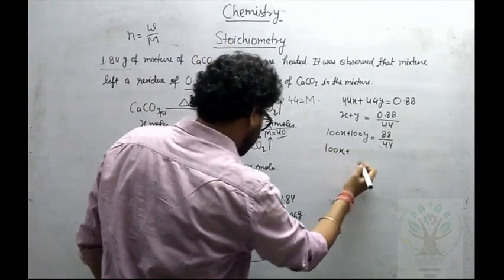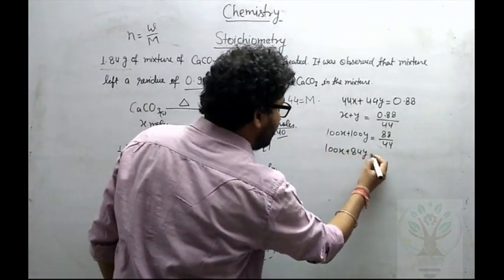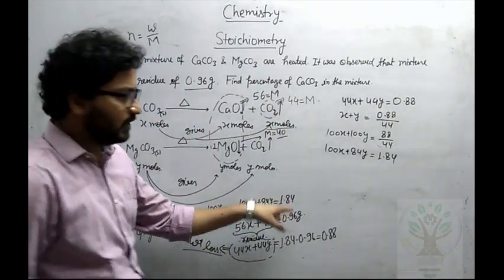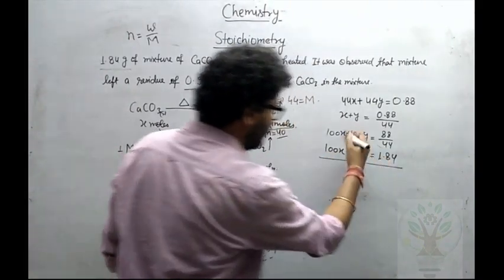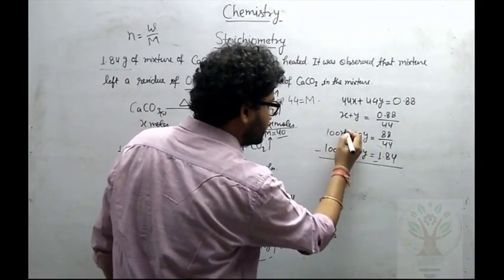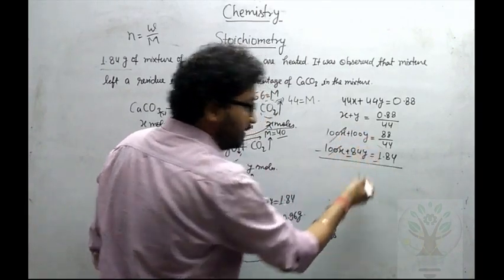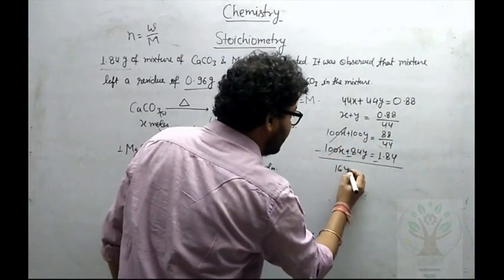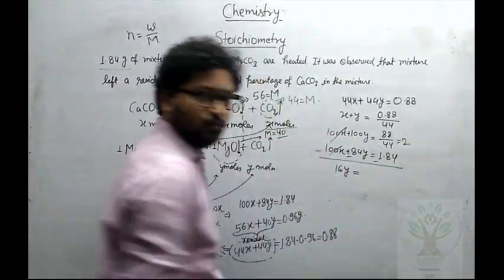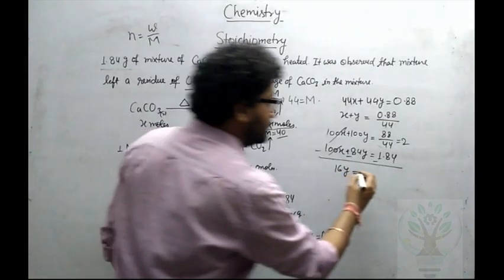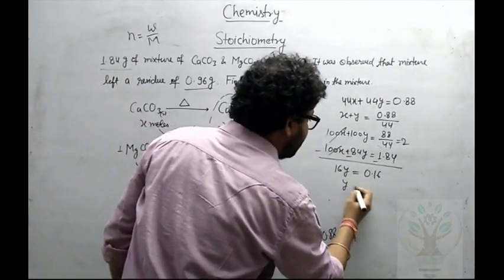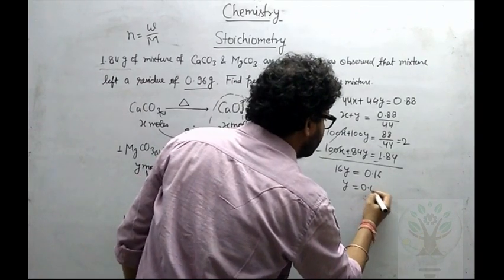100x plus 84y equals 1.84. Can you see? Now, subtracting these two, let's see what I'll get. 100x will be cancelled out. 100 minus 84y will be 16y. It will be equal to 88 by 44, which comes as 2. So 2 minus 1.84 means 0.16. So y will be equal to 0.01.